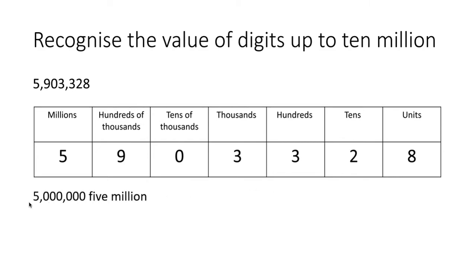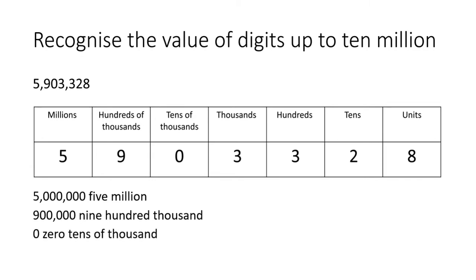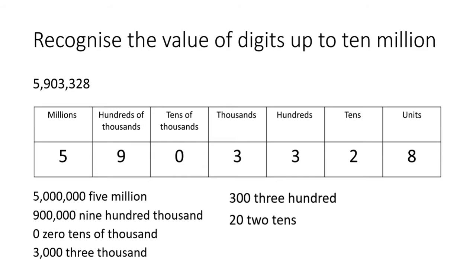The 5 represents 5 million. The 9 represents 900,000. The 0 represents 0 tens of thousands. It's still there to hold the place value, but it shows us that there aren't actually any tens of thousands in this number. The 3 represents 3,000. The following 3 represents 300. The 2 represents 2 tens, and the 8 represents 8 units.